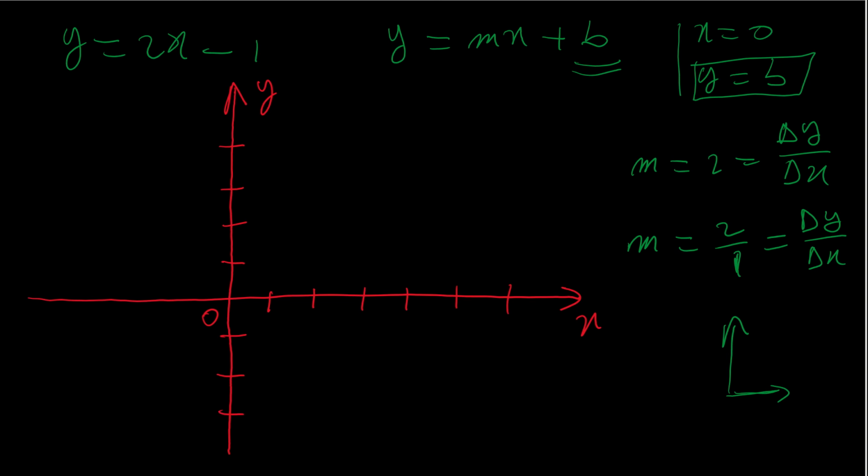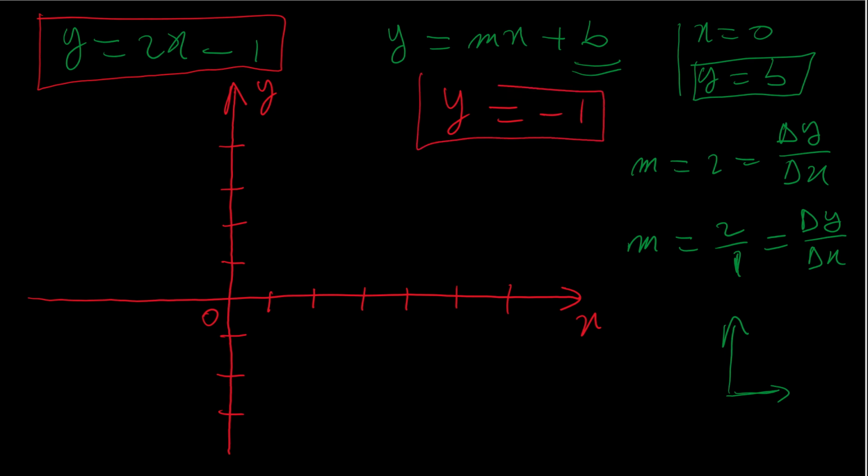In this case, if you set x equal to 0 in this equation, you get y equal to -1. So this is our y-intercept. You set x equal to 0, you get the y-intercept, which is -1. So what we are going to do, you first graph the y-intercept. So this is our y-intercept, this is -1.